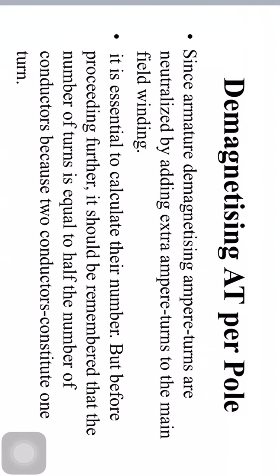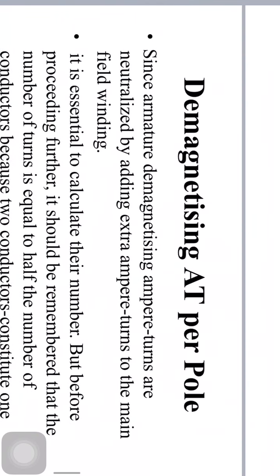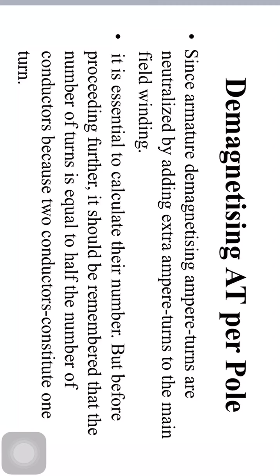Next, demagnetizing ampere turns per pole. Now we will derive how to calculate these demagnetizing ampere turns per pole, ATD per pole. It is desirable to neutralize the demagnetizing ampere turns of armature reaction. This is achieved by adding some extra ampere turns to the main field winding.